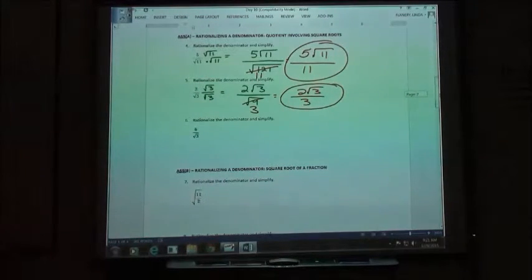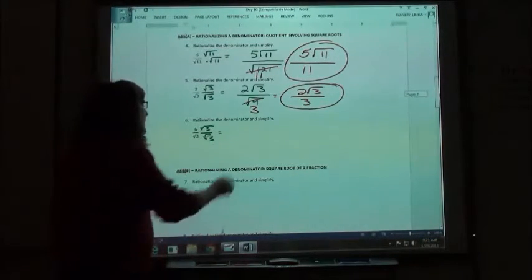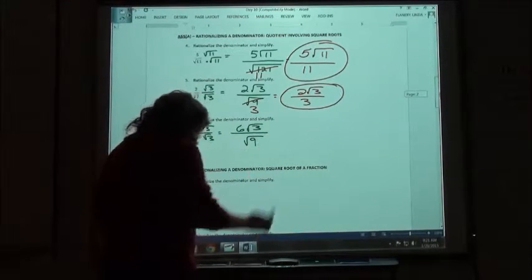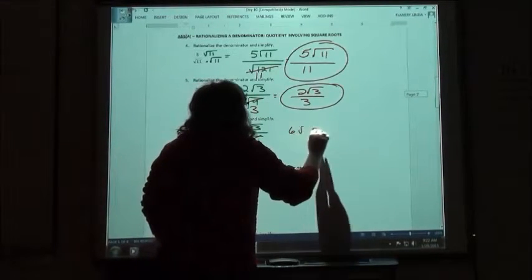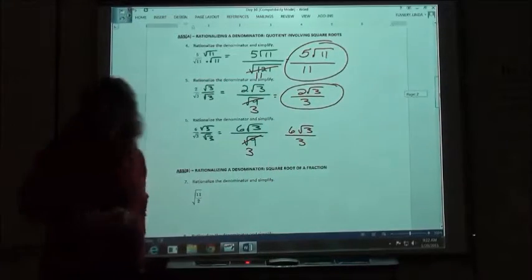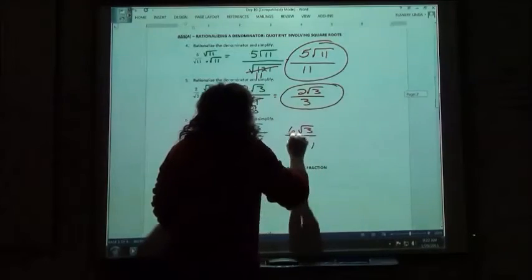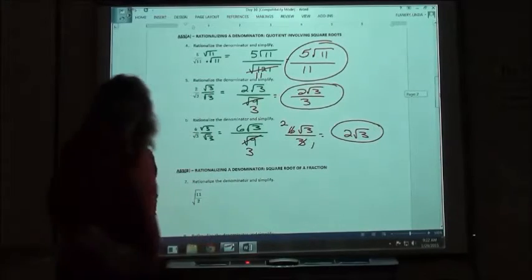So on number 6, if I want to rationalize my denominator, the first thing I'm going to do is multiply times the square root of 3, times the square root of 3 again. So we're going to get 6 square root of 3 over square root of 9. And the square root of 9 is 3. So we have 6 square root of 3 over 3. Now this one we can simplify, because we can reduce the 6 and the 3, right? Yep. So 3 goes into here once and into here 2 times. I just get 2 square root of 3 because I don't need to put it over the 1 on the bottom.